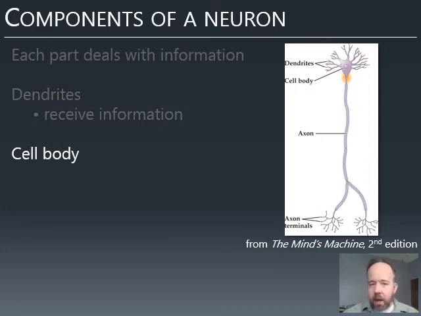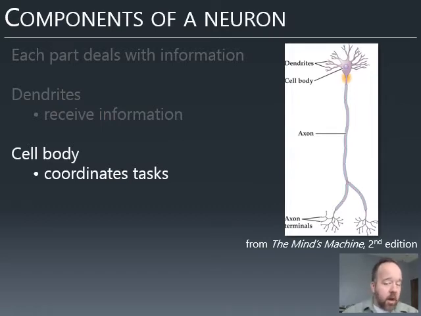Then you have the cell body, sometimes called the soma. The cell body sort of coordinates tasks. It has the nucleus of the cell, so it contains the DNA. But the cell body is sort of the central junction. It's where all the points connect. It's also where all that information will come in and get collected. And then it's also what maintains the cell.